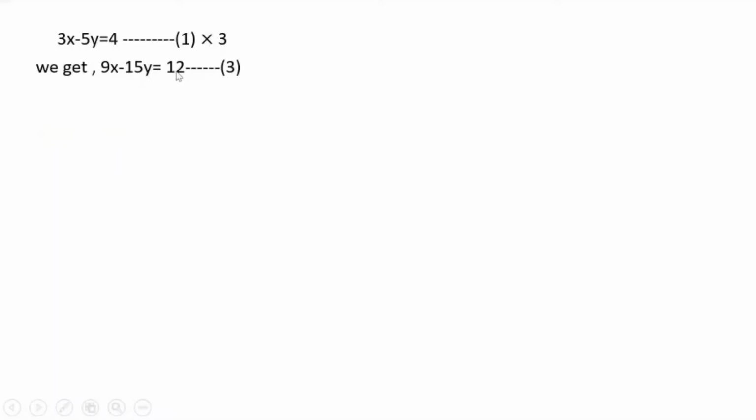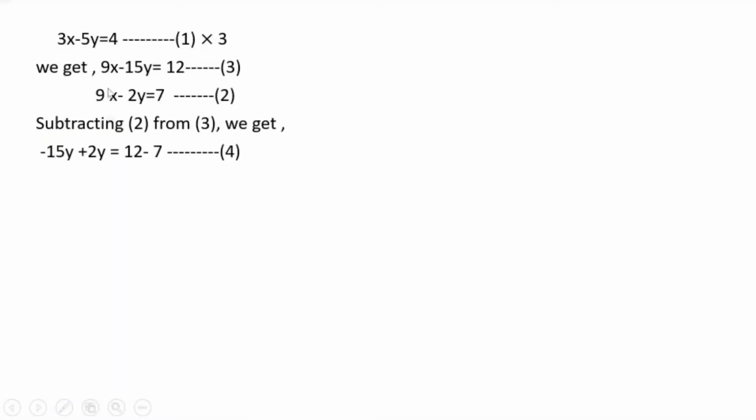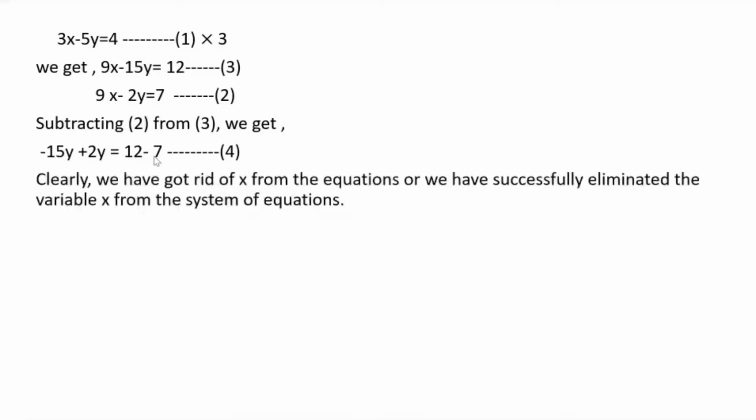Now, the second equation is written as it is. Second equation was 9x minus 2y is equal to 7. Can you see that the coefficient of x is the same now? Once the coefficients are the same, if I subtract the second equation from the third equation, what will I get? I'll get 9x and 9x cancels, minus 15y plus 2y is equal to 12 minus 7. So can you see I got an equation with only one variable? That means I have eliminated one of the variables. Now I simplify this equation. It comes out to be how much? I'll get minus 13y is equal to 5. So I get y is equal to minus 5 by 13.